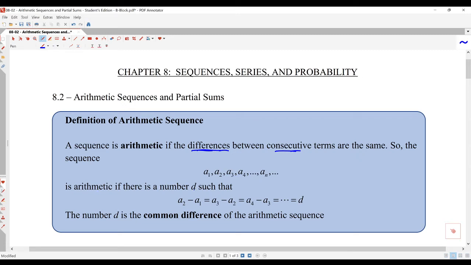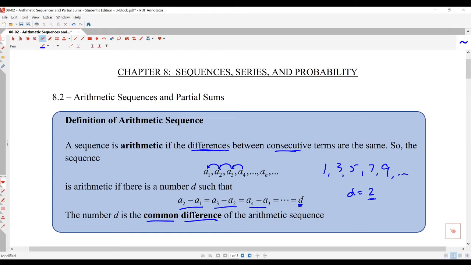if there's a number D such that if you do A2 minus A1, and then A3 minus A2, and A4 minus A3, you always get the same value, the same quantity, and that quantity is called the common difference of the arithmetic sequence. Okay? So something like 1, 3, 5, 7, 9 is arithmetic because no matter what term, if you take away the previous term, we have a common difference of 2.